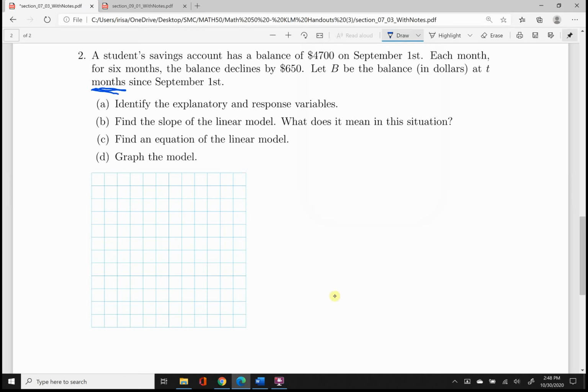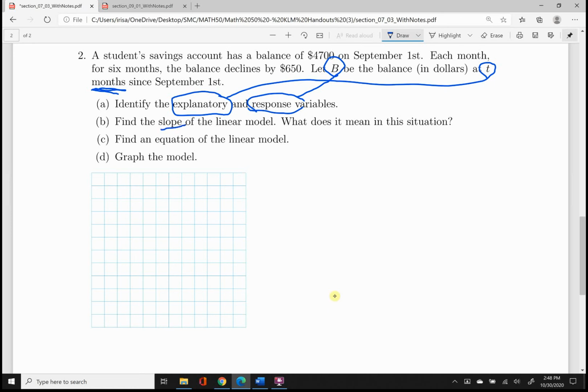Okay. And again, we have time involved in our problem and a resulting balance. So that means the explanatory variable is time, t, and the response variable is going to be the balance, b. Okay, find the slope of the linear model. That's going to be this $650, but remember it is negative.